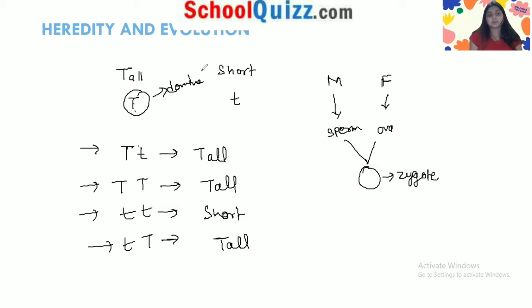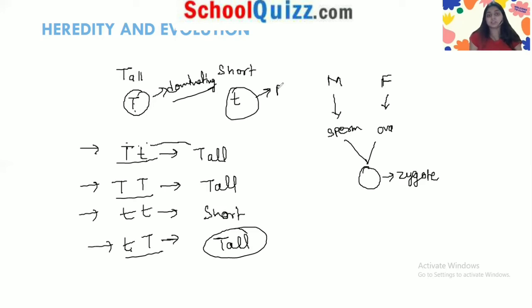Why? Because you can see, if we have capital T, it means tall. Whether it comes first or second, it always gives the result tall. And when tall and tall combine, it is always tall. And when tall and short combine, here you can see the tall comes later after the short, but it is dominating, so it gives the result tall. Okay, so T, the tall, is the dominating, and small t, short, is called the recessive.